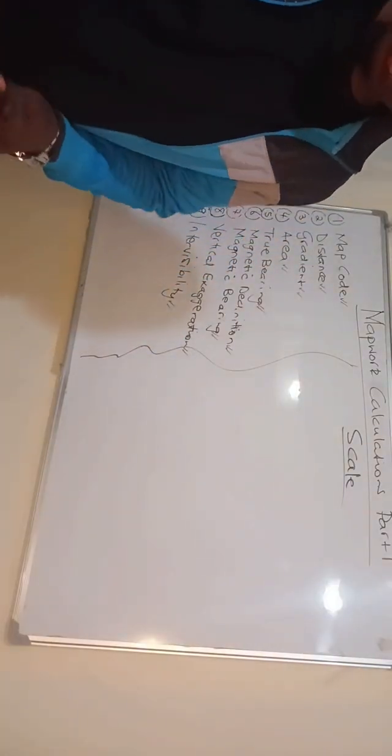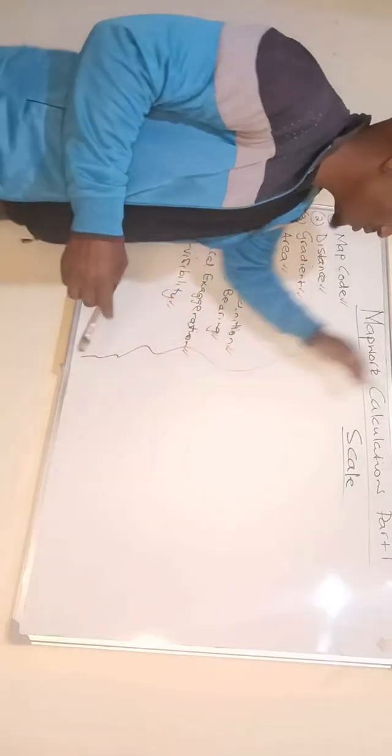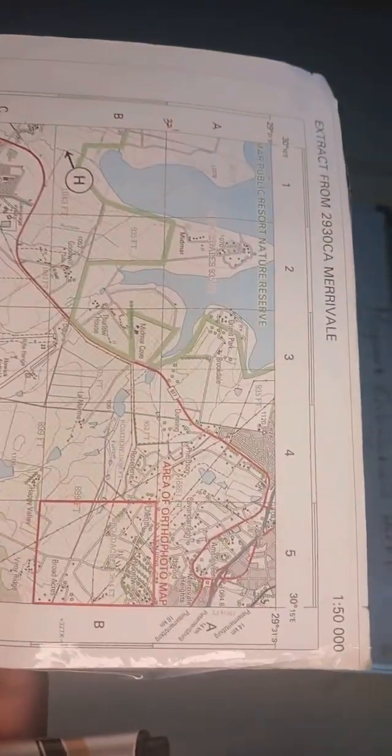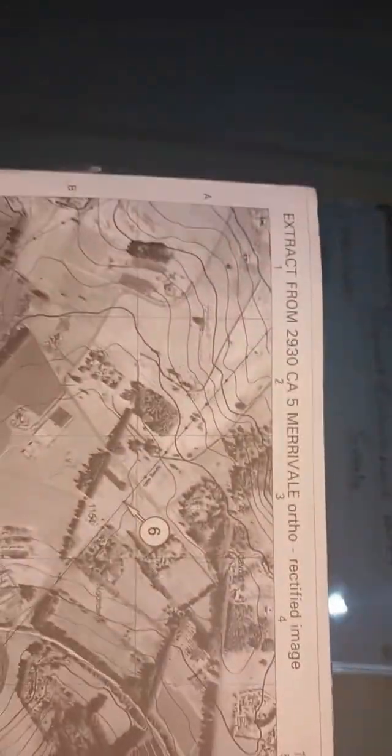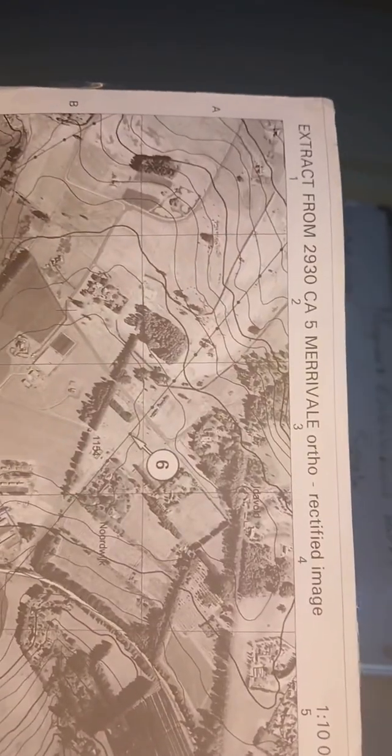What I usually encourage my learners whenever we are doing map calculation is to write the scale of your two maps. That is your topographical and your orthophoto map. This is your topographical map, and your orthophoto map. You already know about this. So we are going to write the scale first for our topographical and orthophoto map.